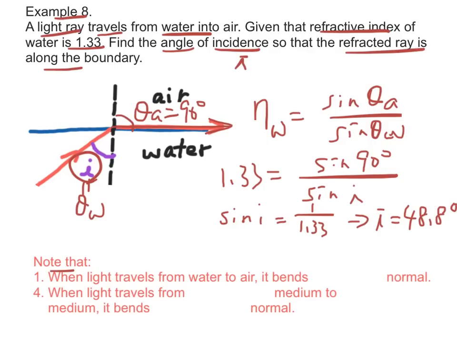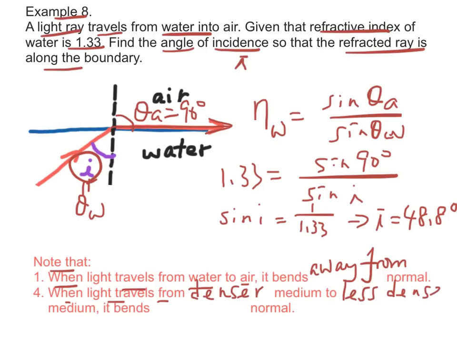Look at, when light travels from water to air, it bends away from normal. Also, when light travels from a denser medium to a less dense medium, for example, from water to air, it bends away from normal.